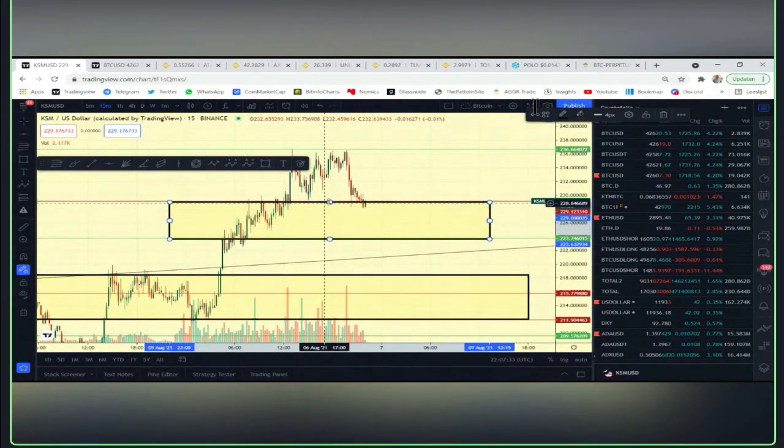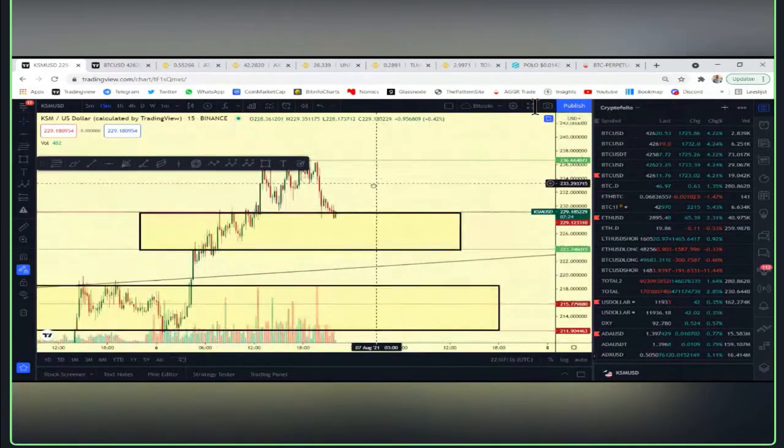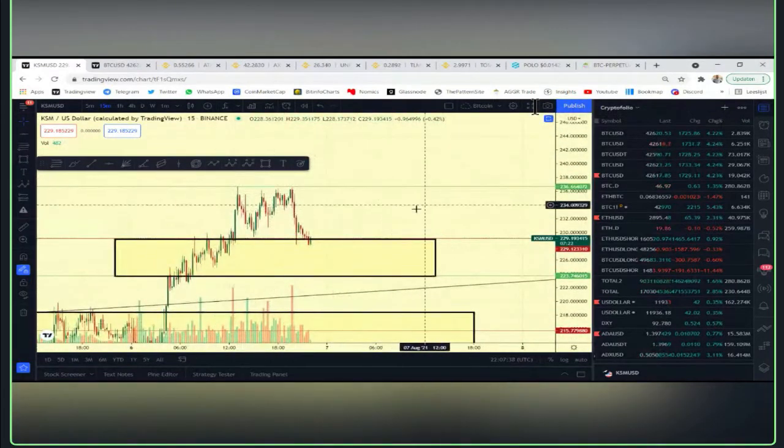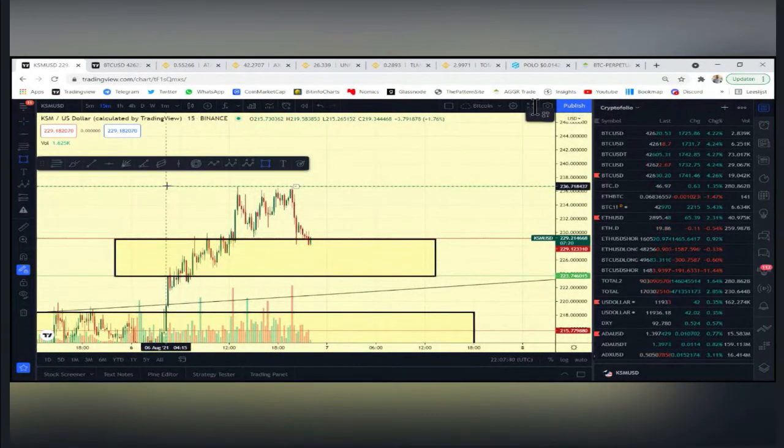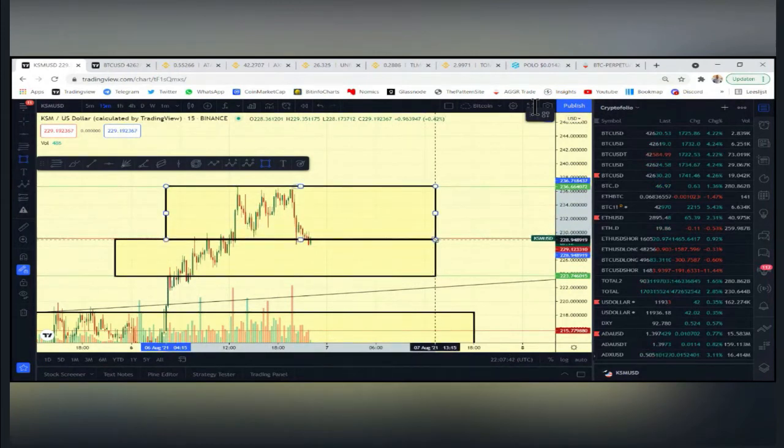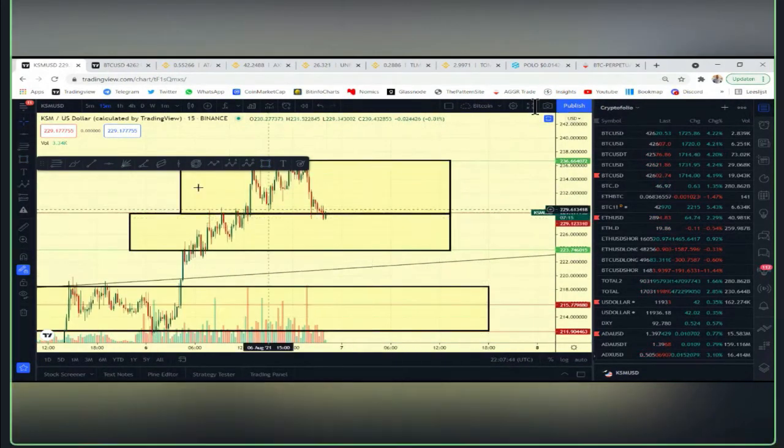This is another trading range. Yeah, so that's how it works. And this is also another trading range. But you just draw boxes and trade them.